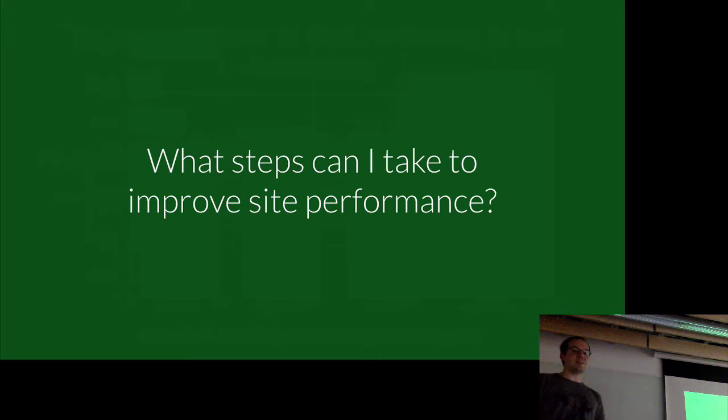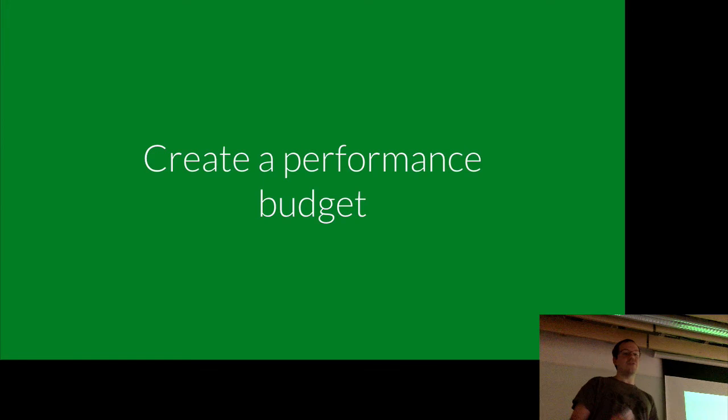So what steps can I take to improve site performance? There are a number of steps you can take. The first of which is to create a performance budget. This is where you need to get your stakeholders back involved. They need to be involved in planning what compromises you have to make when you're building the site.